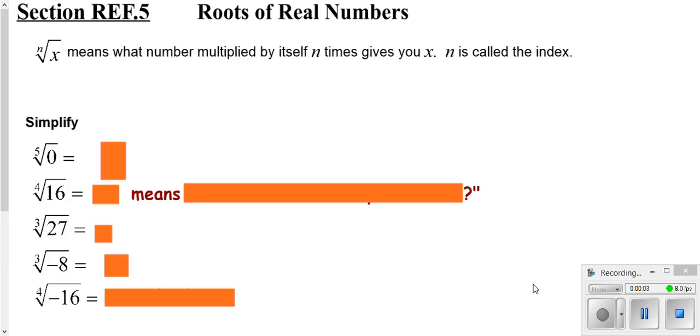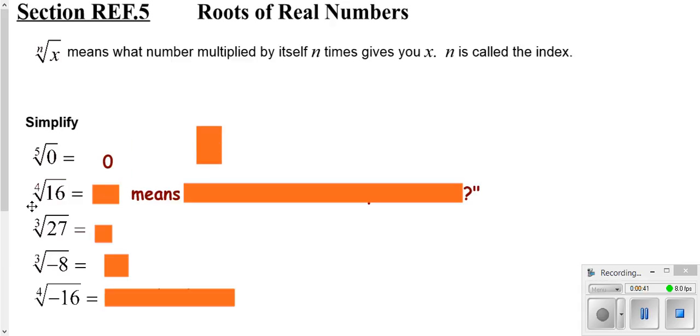We're going to go ahead and take a look at roots of numbers and roots of expressions with variables. Now, if you're looking at the nth root of x, it really means what number multiplied by itself n times gives you x. This little n here is called your index. It's the root that you're taking. So the fifth root of 0 means what number multiplied by itself 5 times gives me 0. And well, that's 0.